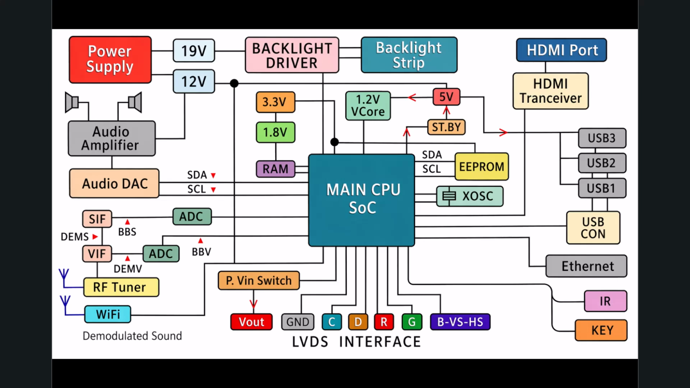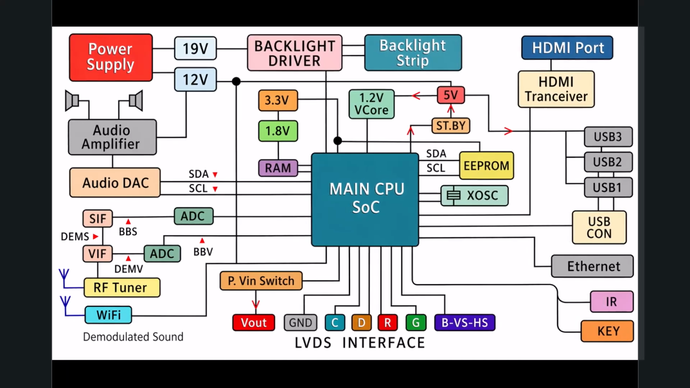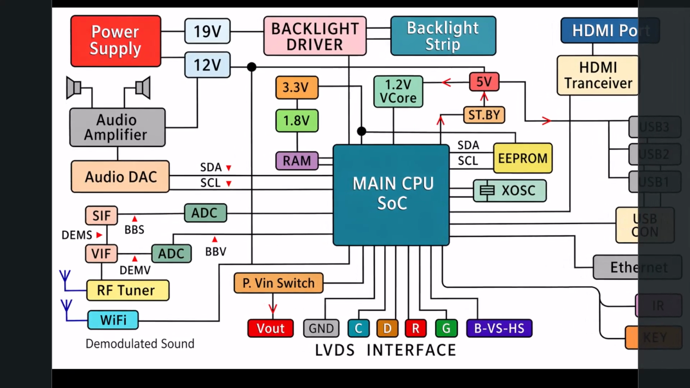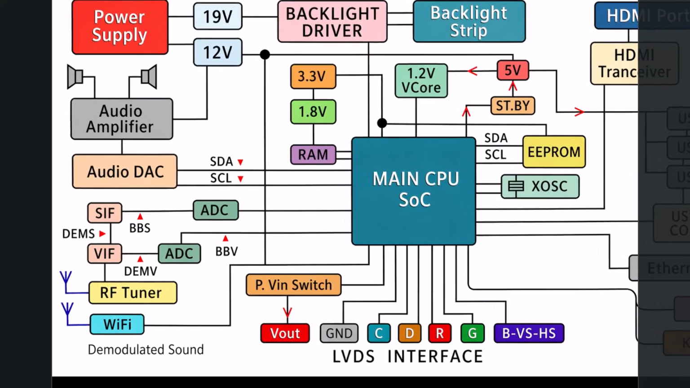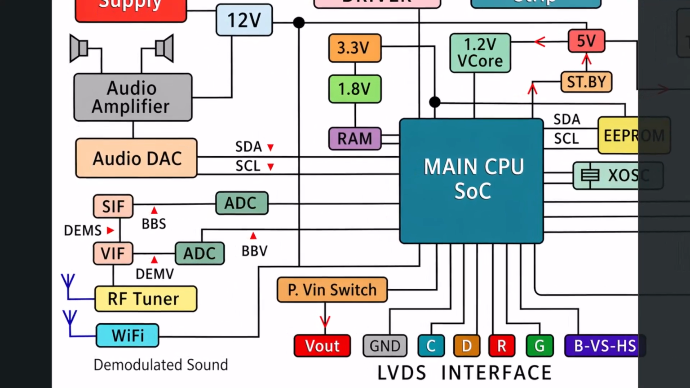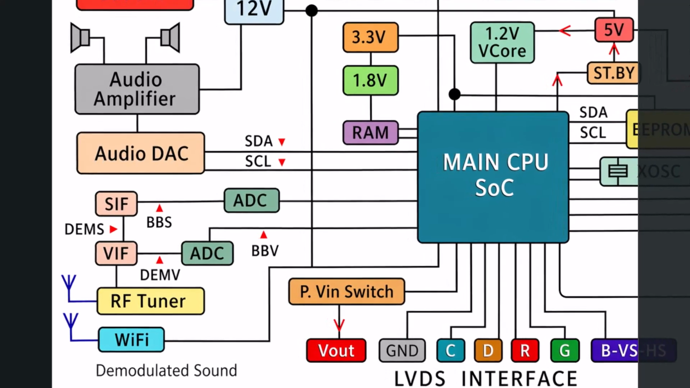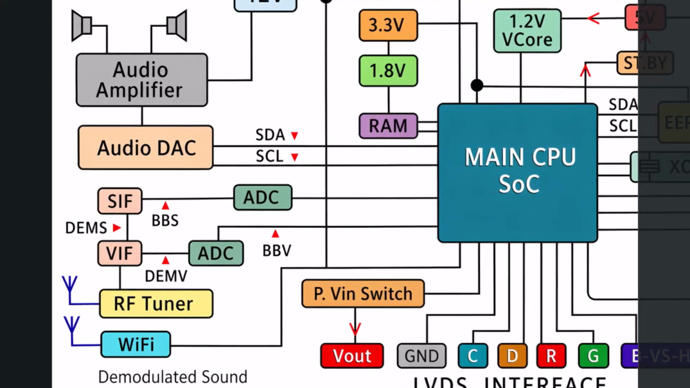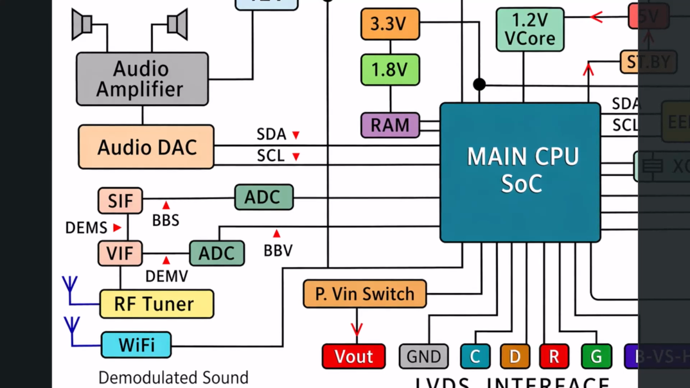Finally, let us look at the audio output. Look to the middle left of the diagram. The digitally processed audio signal is sent via another I2C bus to an audio DAC, or digital to analog converter. This microchip performs the exact opposite function of the ADCs we discussed earlier. It takes the digital audio data and reconstructs it into a smooth, analog sound wave.